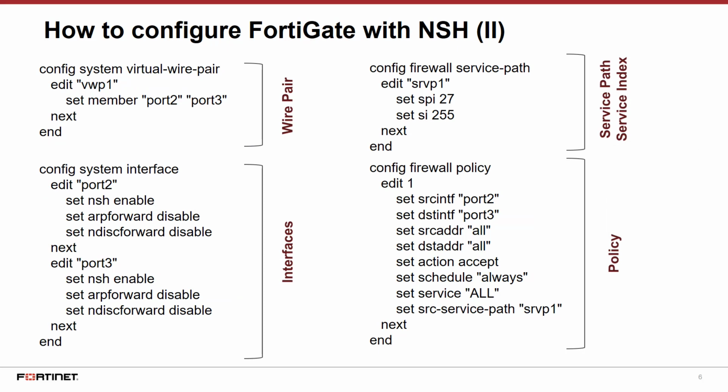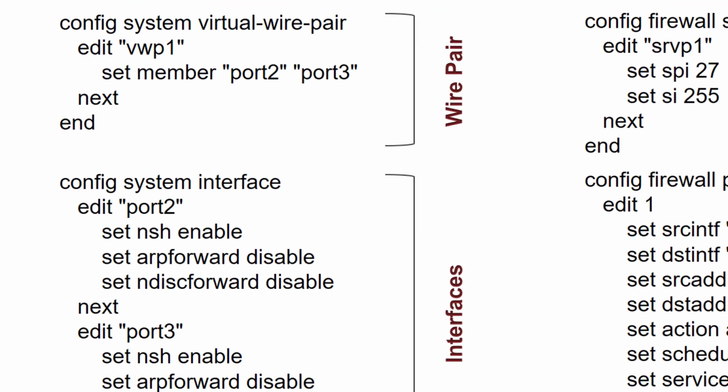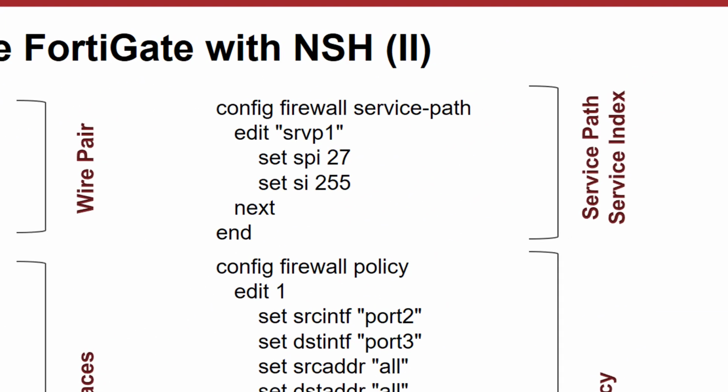So according to what we said before, we must configure a virtual wire pair for ports 2 and 3, and we also have to configure these interfaces. We must, for each one of them, enable NSH and disable ARP forward and NDisc forward, as displayed in the image. The next thing is to configure a firewall service path, which will be used to set a service path identifier and a service index of the packets that we want to go through the FortiGate.